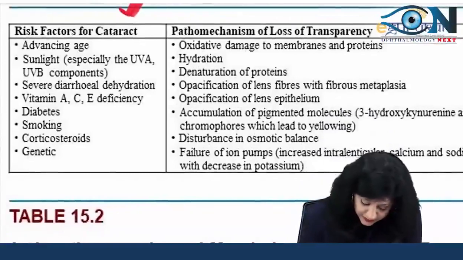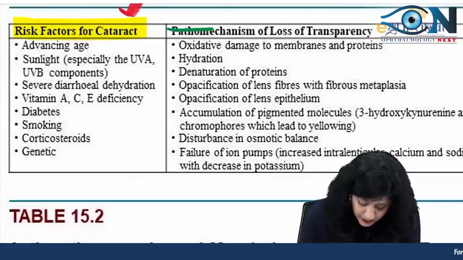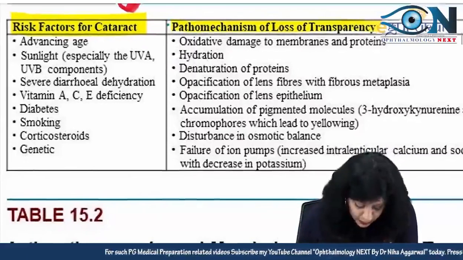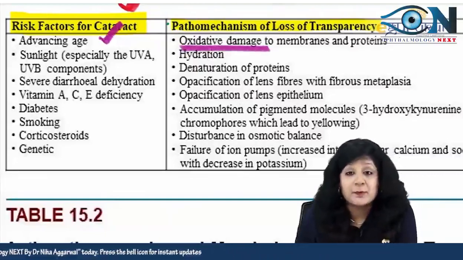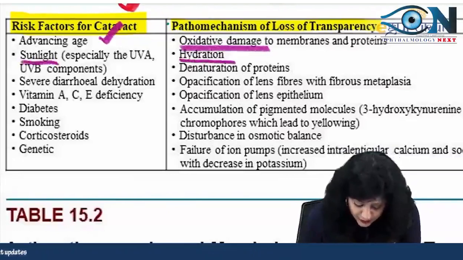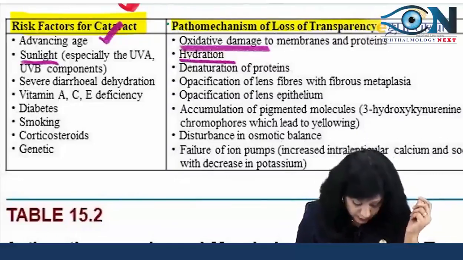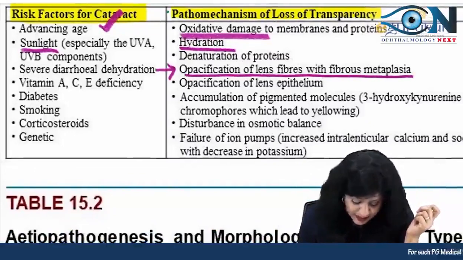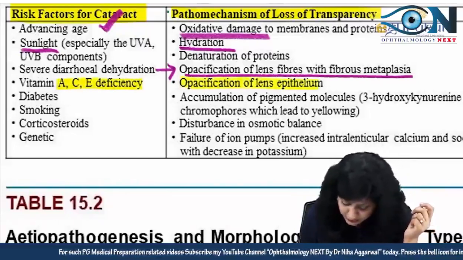On one side we have the risk factors, and on the other side I have the pathomechanism of the loss of transparency. So let's have a quick review. Number one is advancing age. Advancing age is causing oxidative damage. If I talk about sunlight, sunlight is responsible for dehydration. This dehydration is causing denaturation of the proteins. See, the diarrheal dehydration is causing opacification with fibrous metaplasia. The vitamin deficiency, very important, A, C, E deficiency, causes opacification of the lens epithelium.